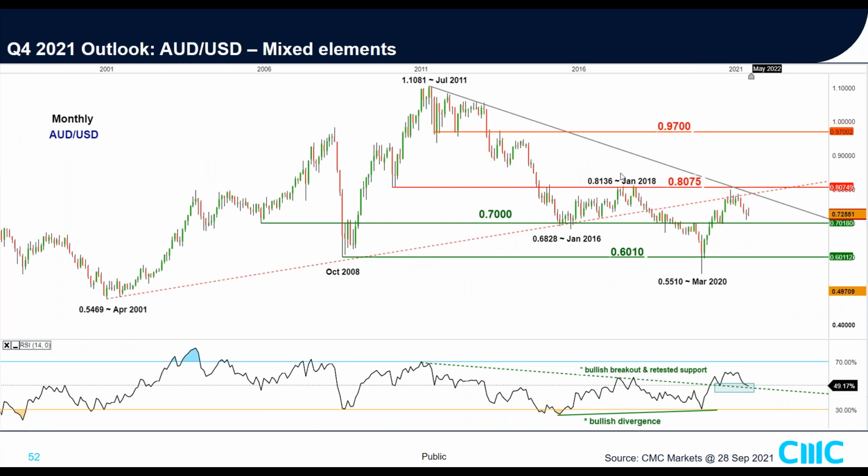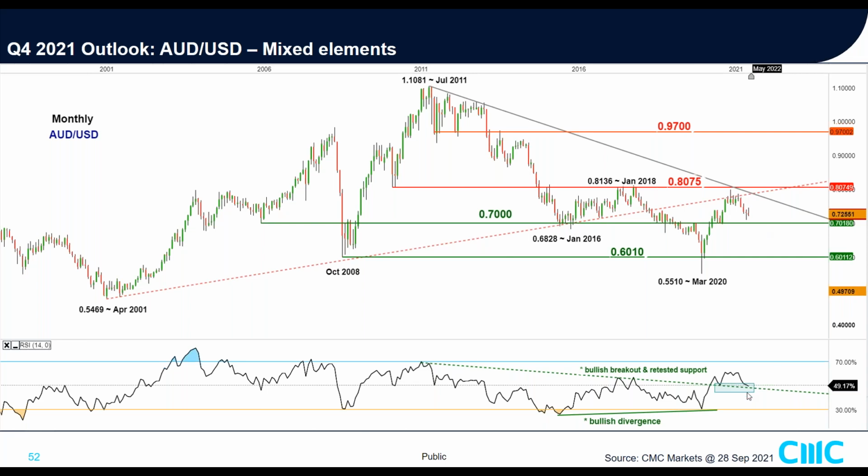Okay, so now this is the Aussie. So Aussie dollar, the rally up from March 2020 low stopped right exactly at the confluence of resistance: 8070, this swing high here, January 2018, also the descending trend line from July 2011 high, and also the pullback resistance of this former support from April 2001. Okay, and it started to form a shooting star from there. Thereafter, it just drifted down, and now it's back to a 70 psychological level, which is 70 cents.